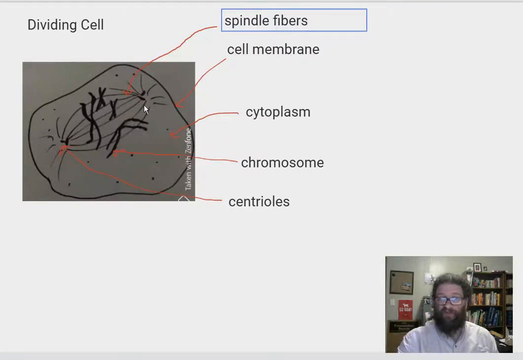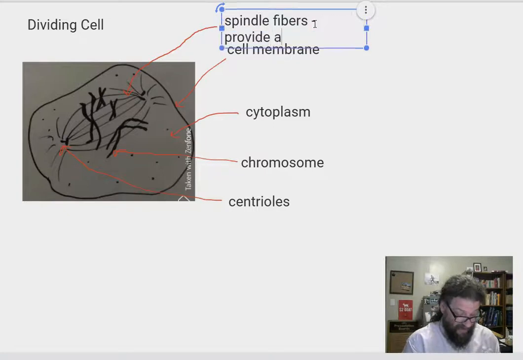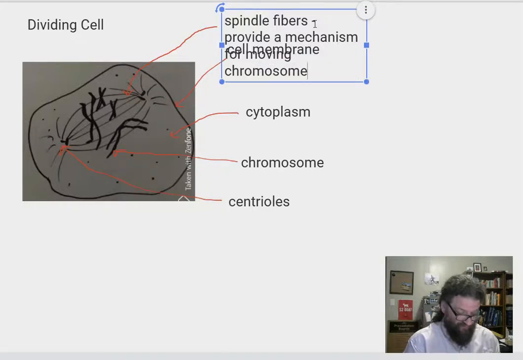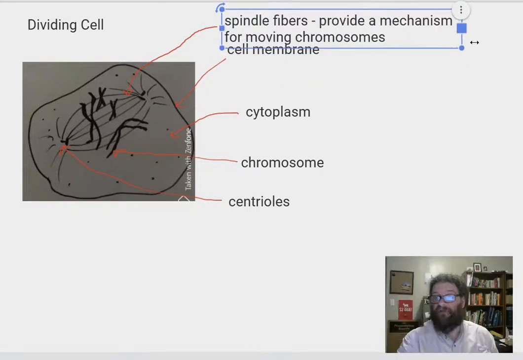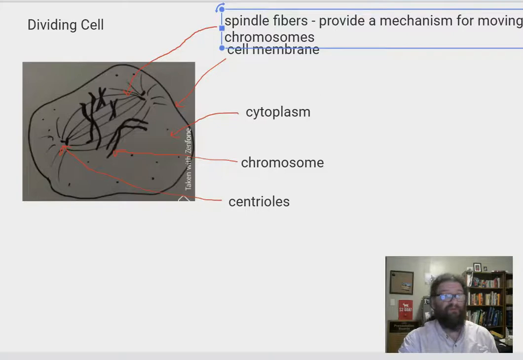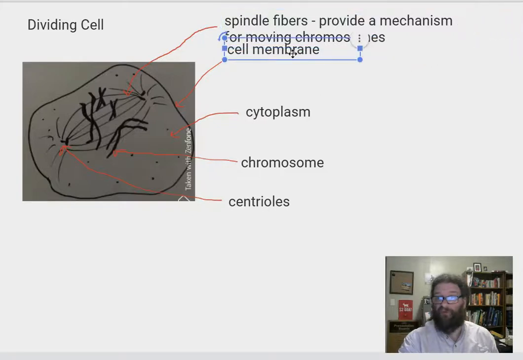These spindle fibers provide a mechanism for moving chromosomes. Well, wait, that's kind of crazy. Can you see that? For moving chromosomes. No, here, we'll move the cell membrane down a little bit. Come on, come on. There we go.